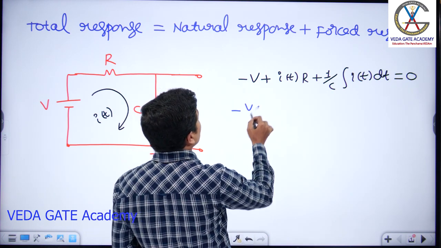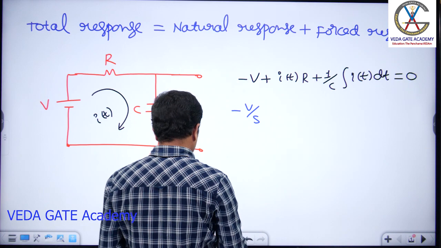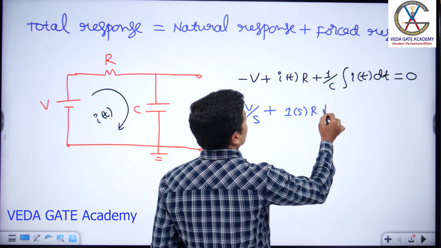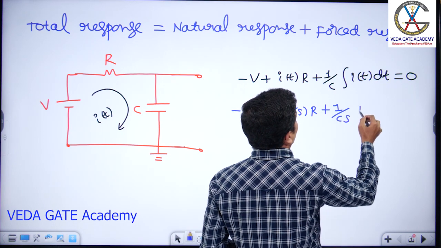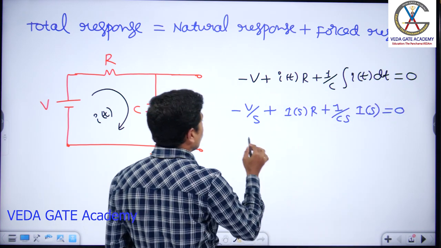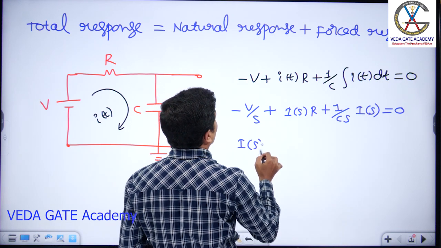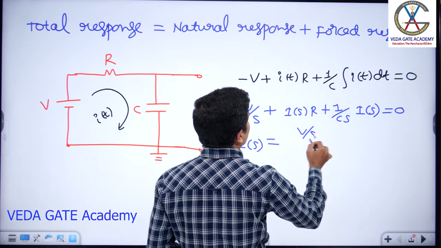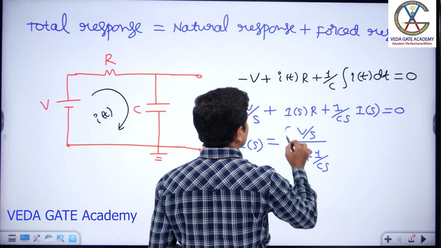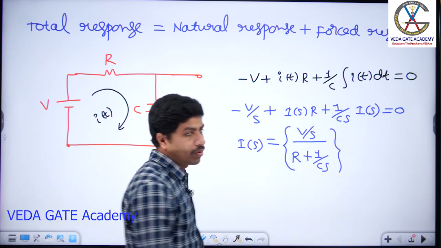So this is going to become minus V by S plus I of S into R plus 1 by Cs into I of S equals 0. So from this, what are we going to get for I of S? I of S is equal to V by S divided by R plus 1 by Cs. That is the current we are getting.